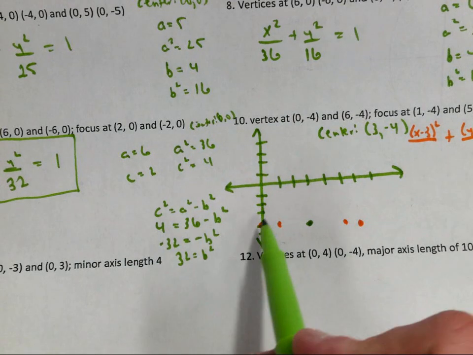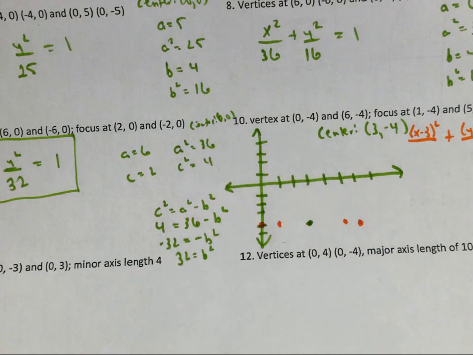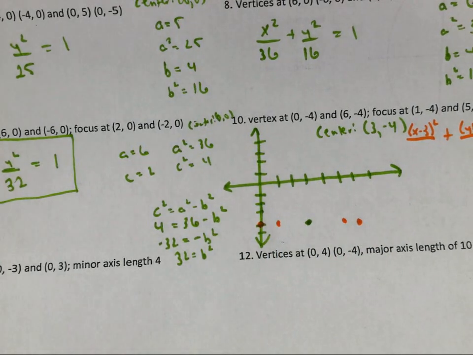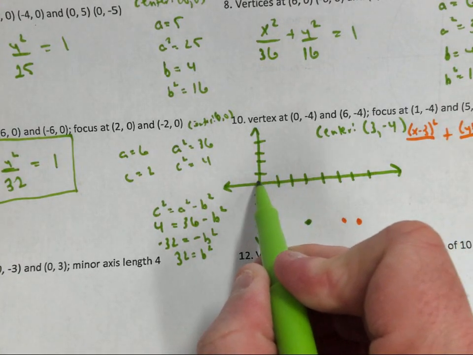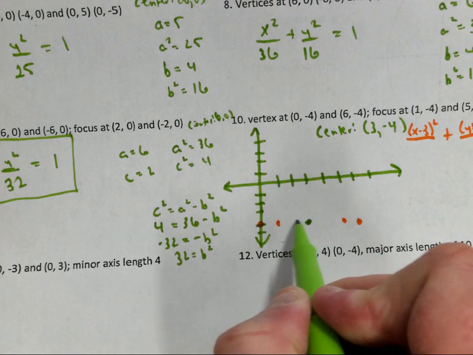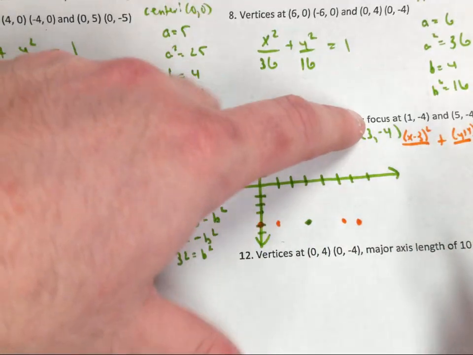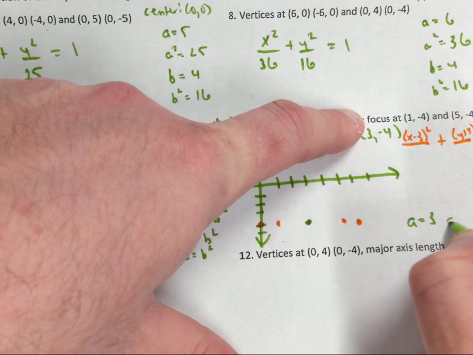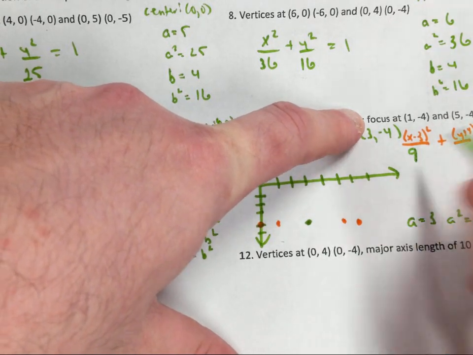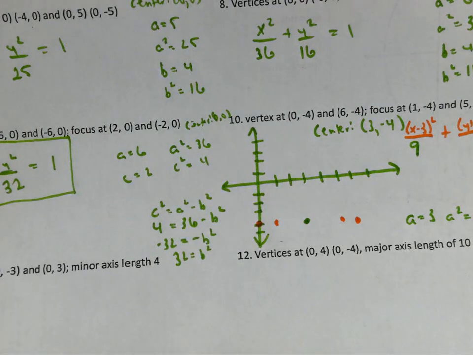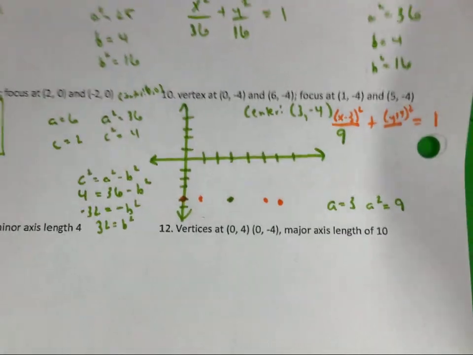Okay, I know that this is my major axis, isn't it? Remember, A is the length from your center to one of your vertices. So I'm going here. That's 1, 2, 3. Do you see how that's 3 from here? So if A is equal to 3, A squared is equal to what? 9. And I will put this under the X because it is the horizontal orientation.